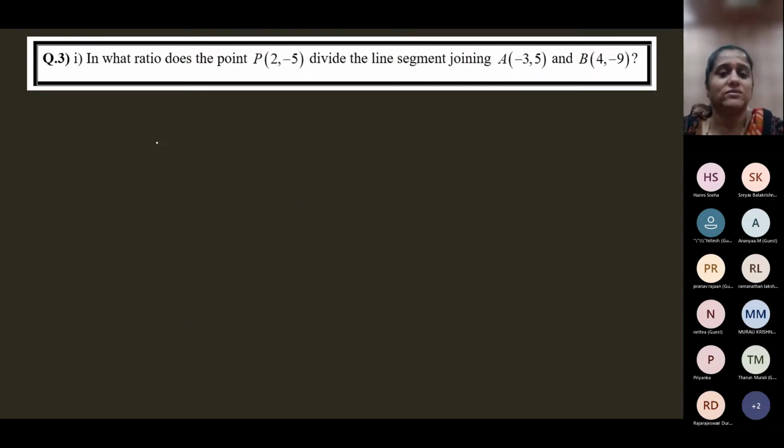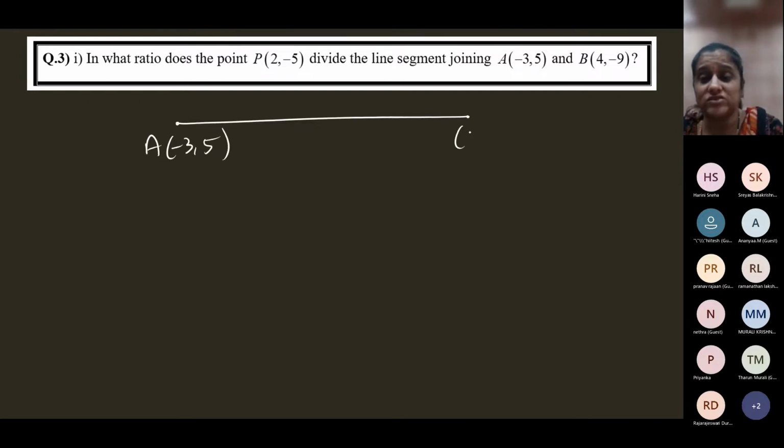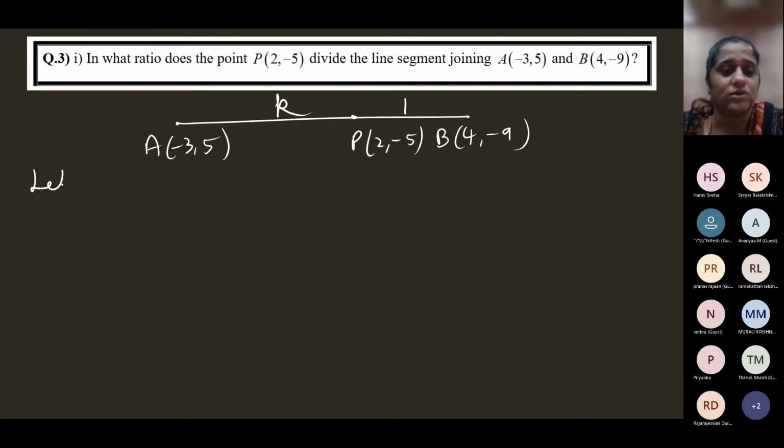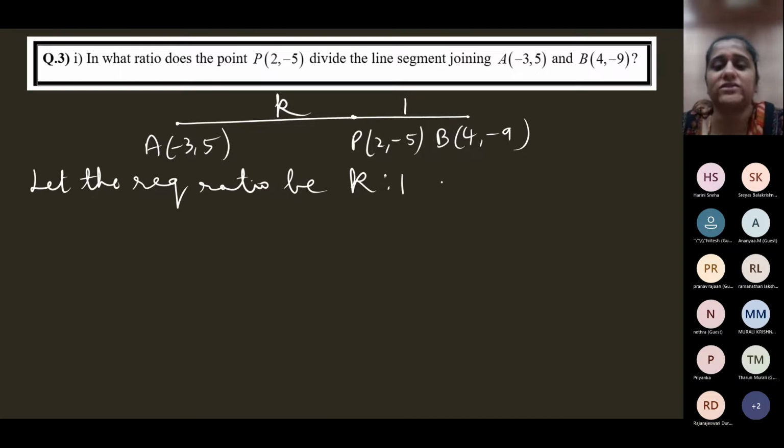All right. Same question, children. We are still in the third one. The same thing, we are doing it by yet another method. So let the required ratio be k is to 1. Again, use the x coordinate or the y coordinate. I'm doing only one now, not both. Use anything.